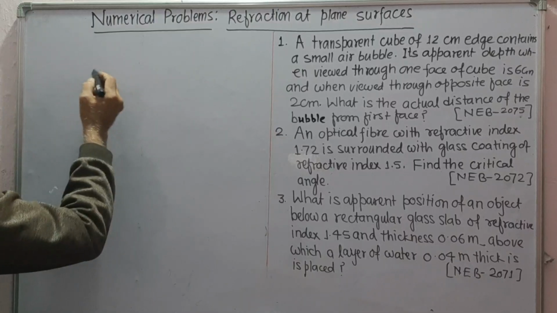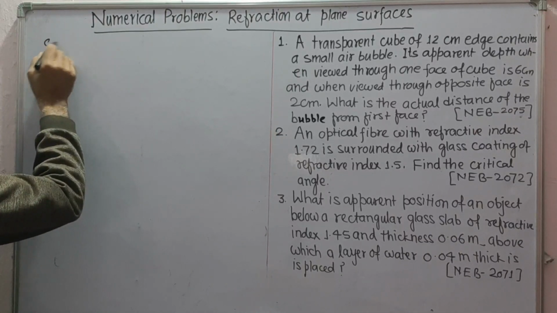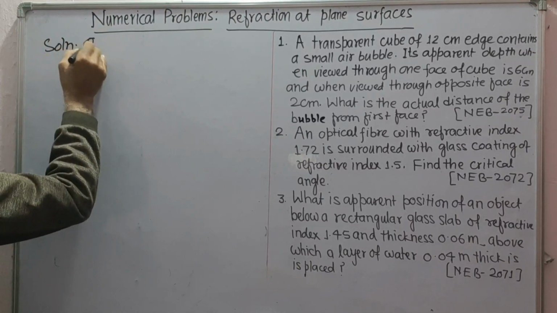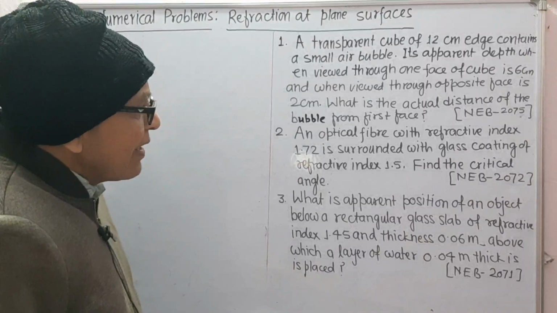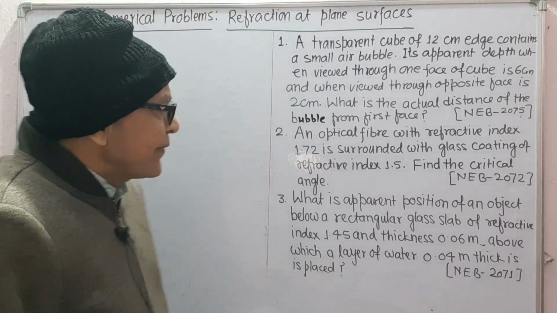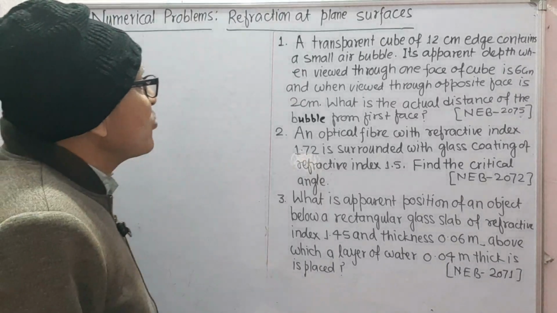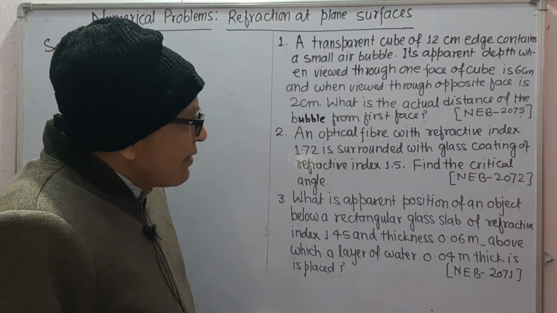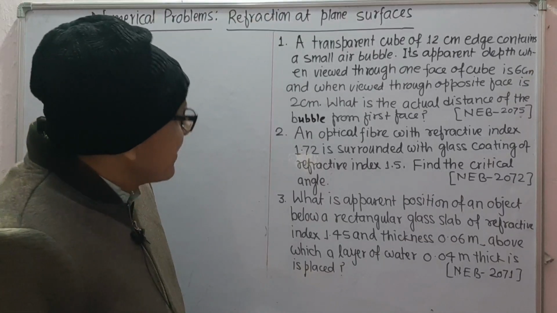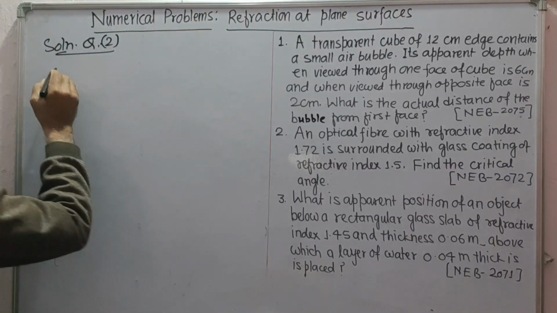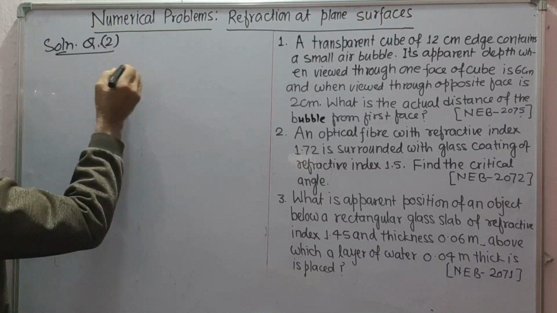Question number 2. Second question is, an optical fiber with refractive index 1.72 is surrounded with a glass coating of refractive index 1.5. Find the critical angle. So, solution to question number 2.